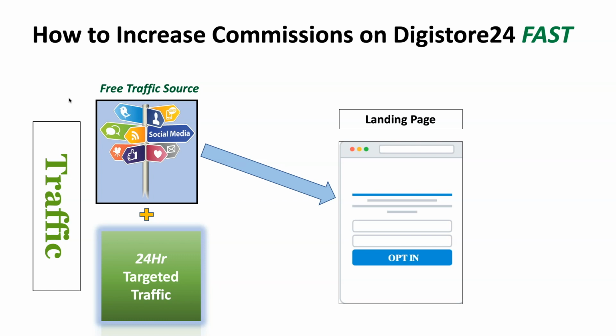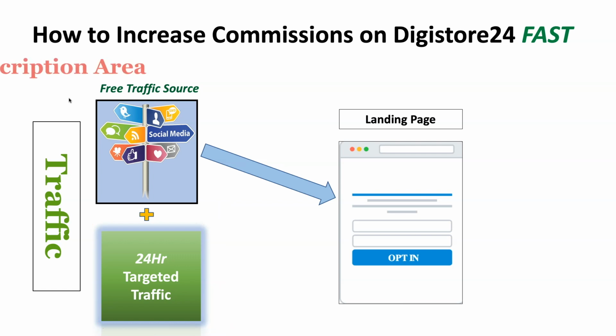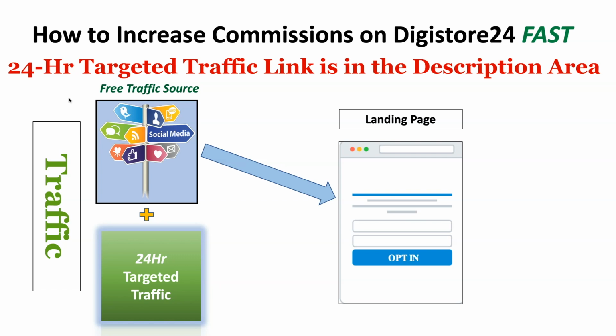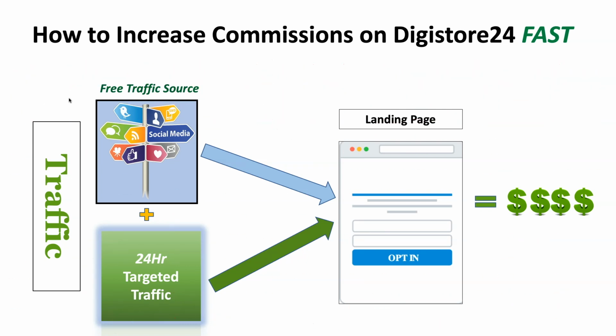So the way you want to do it is with 24-hour targeted traffic for the same type of Digistore24 affiliate marketing product that you are promoting. So what happens? Instead of 1, you get 2, and what exactly does that mean? You're making more sales much faster than a lot of people. At the same time, you are also building your email list where you can sell other stuff in case they're not interested in the product that you are promoting to your prospects at this point.